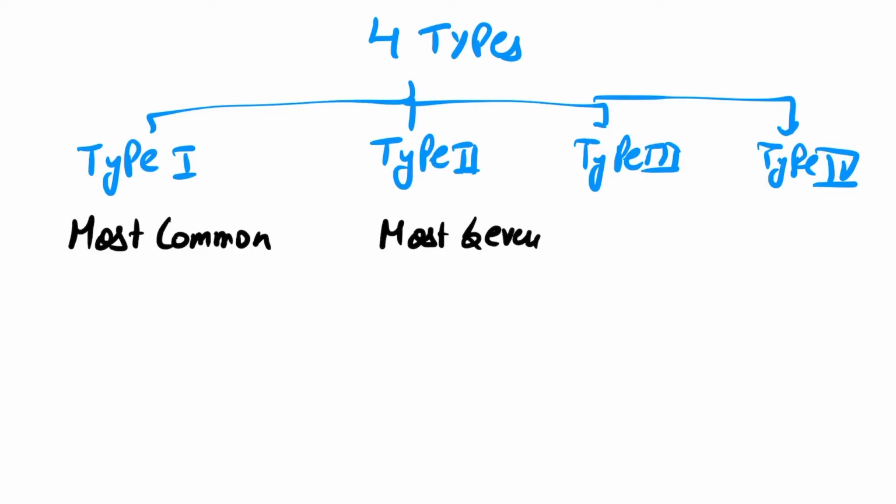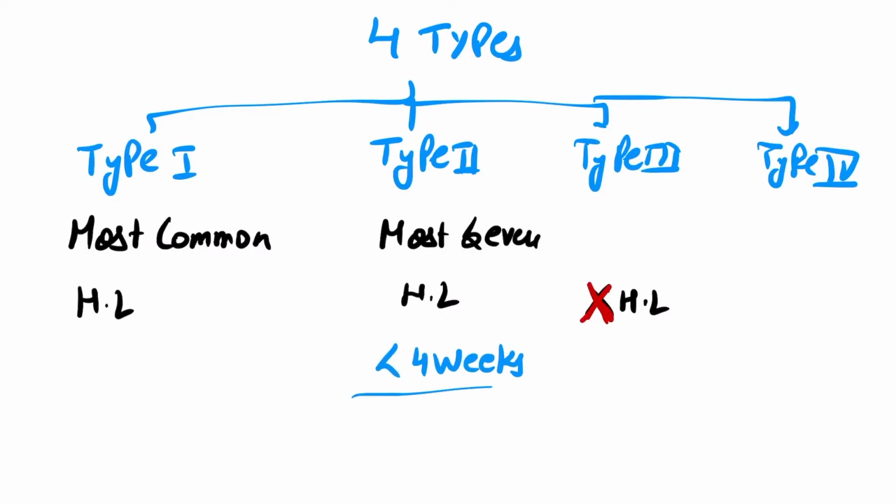In type 1 and type 2, there will be hearing loss. In type 3, no hearing loss. And one more thing, in type 2, the baby dies in less than 4 weeks because it is very severe. You need to remember this: the baby dies in less than 4 weeks.